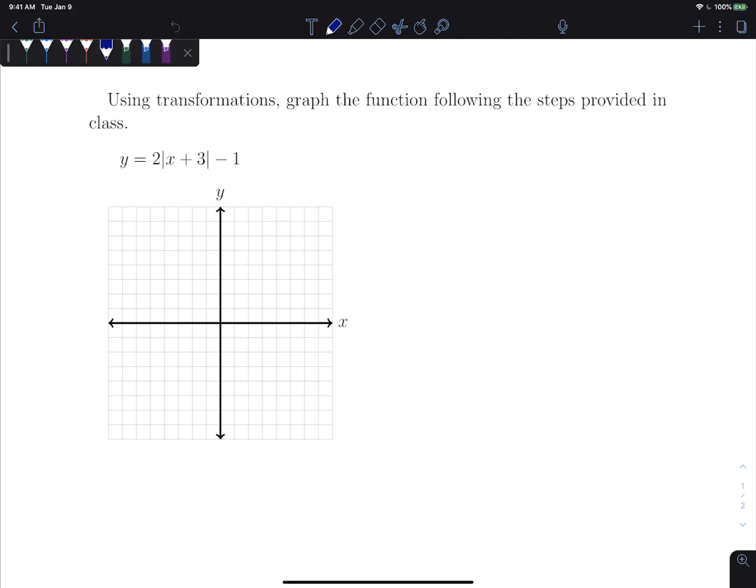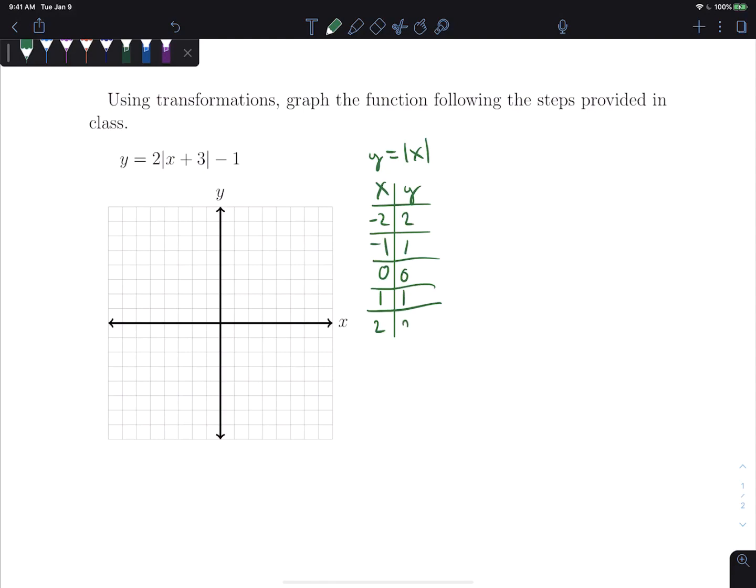Now, in class is what I'm about to tell you right now. To do this, I want you to identify the parent function. And the parent function here is y equals the absolute value of x. And I'm going to create the parent table. Now remember the parent table for y equals absolute value of x, that's available in the notes in previous videos or in your notes if you wrote it down. The x's are -2, -1, 0, 1, and 2. The y values are going to be 2, 1, 0, 1, and 2. If you want to know why, go back and watch that video.